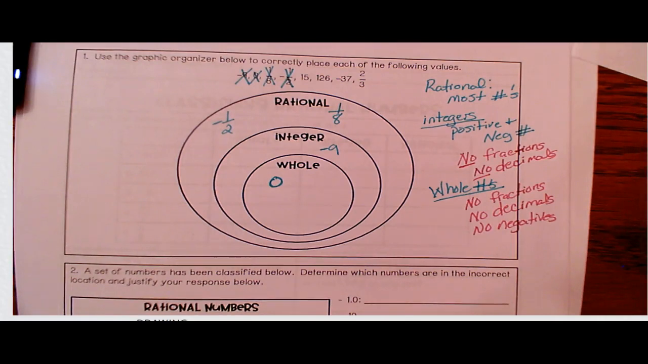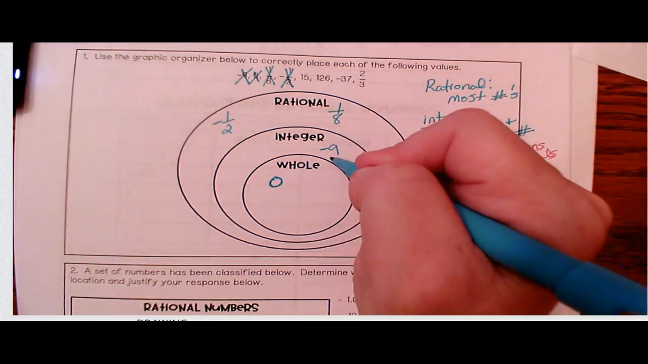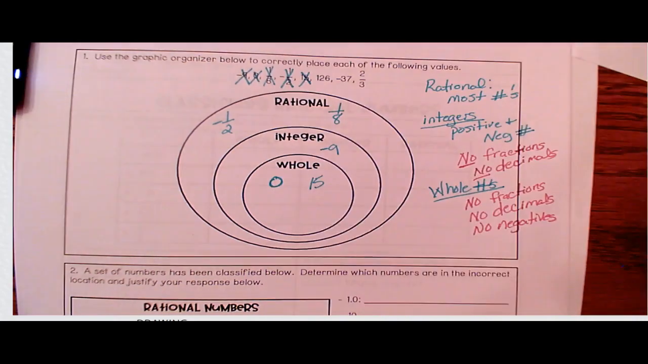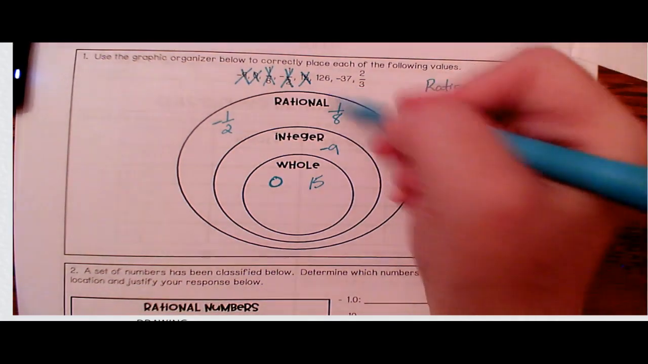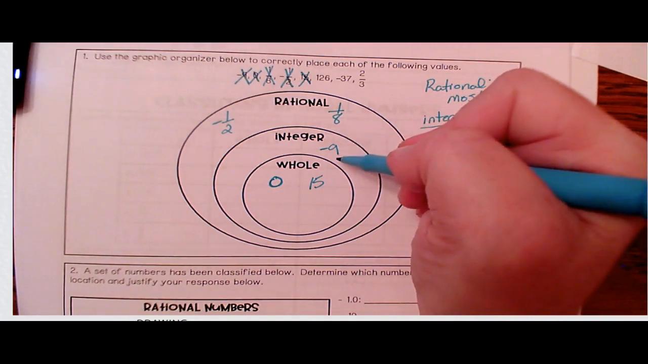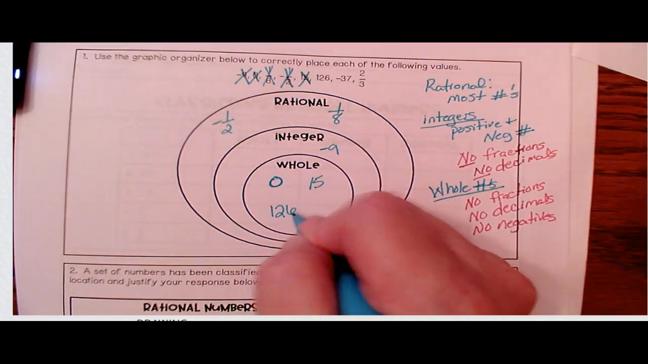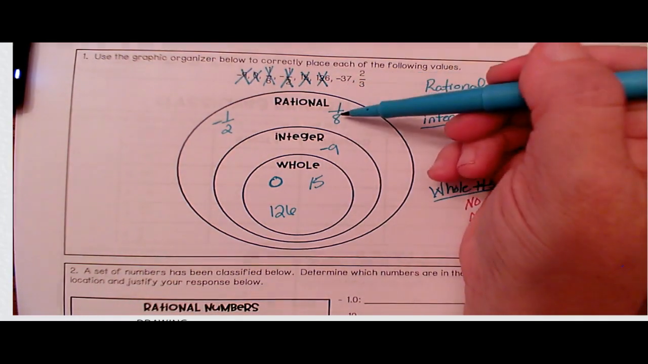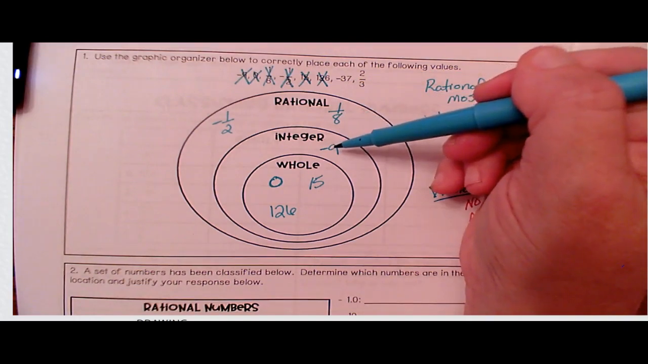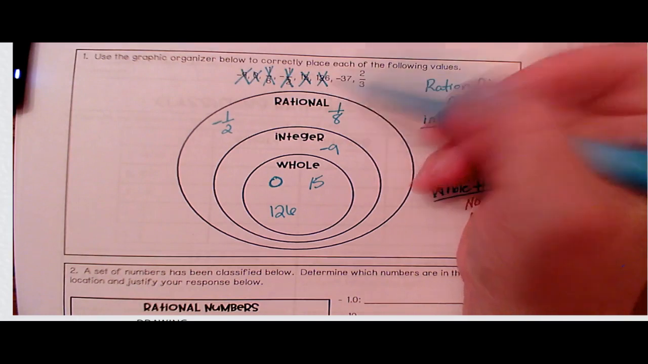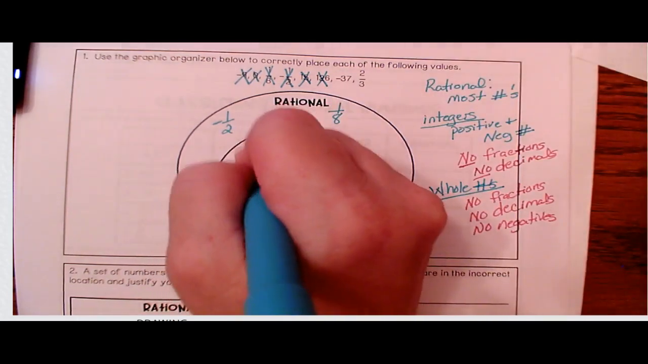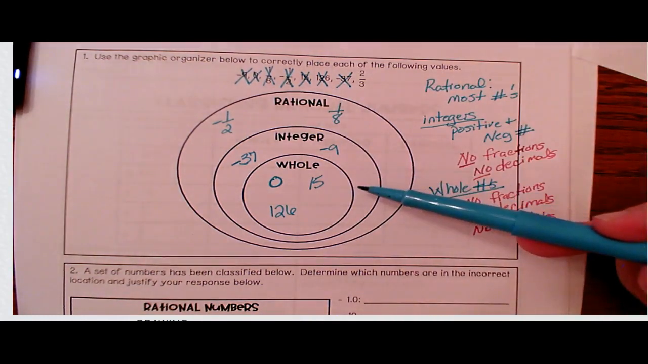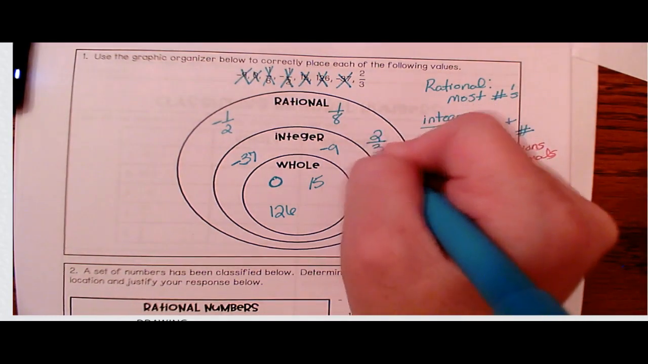15. It's rational. It can be an integer, and it can be a whole number. 126. It is rational. It is an integer, and it can be a whole number. Negative 37. It is rational. It can be an integer. It cannot be a whole number because it's negative, so it has to be an integer. 2/3. Integers cannot have fractions, so I have to go here.